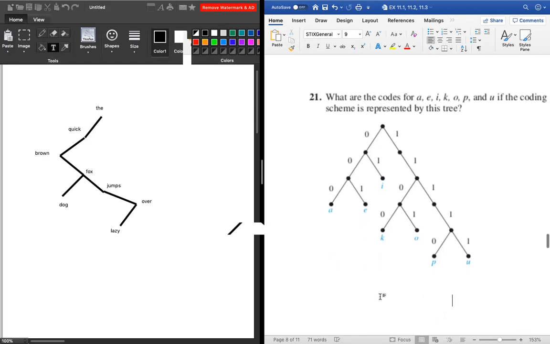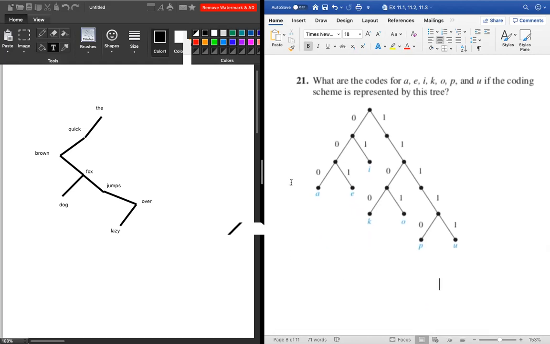So we have this question number 21. We have to basically find what the codes are for A, E, I, K, O, P, and U if the coding scheme is represented by this string. So we have to find the code for the letter A here. What's the pattern of digits I need to basically represent this letter A? I will start from the root. I know I have to get here, so I will take 0, 0, 0. So 0, 0, 0 will be the pattern for A.